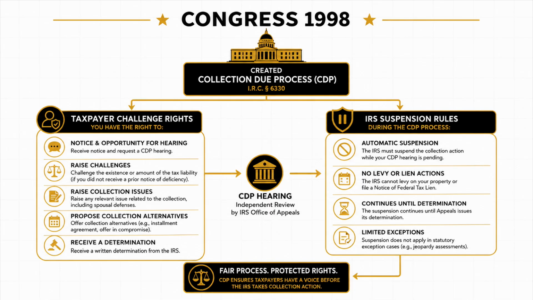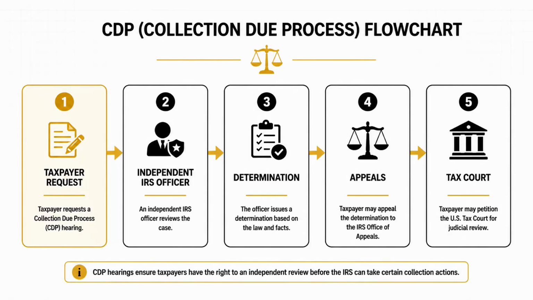An offer in compromise is the IRS program that lets you settle a tax debt for less than the full amount owed, if you can demonstrate that the full amount is uncollectible given your assets and income.